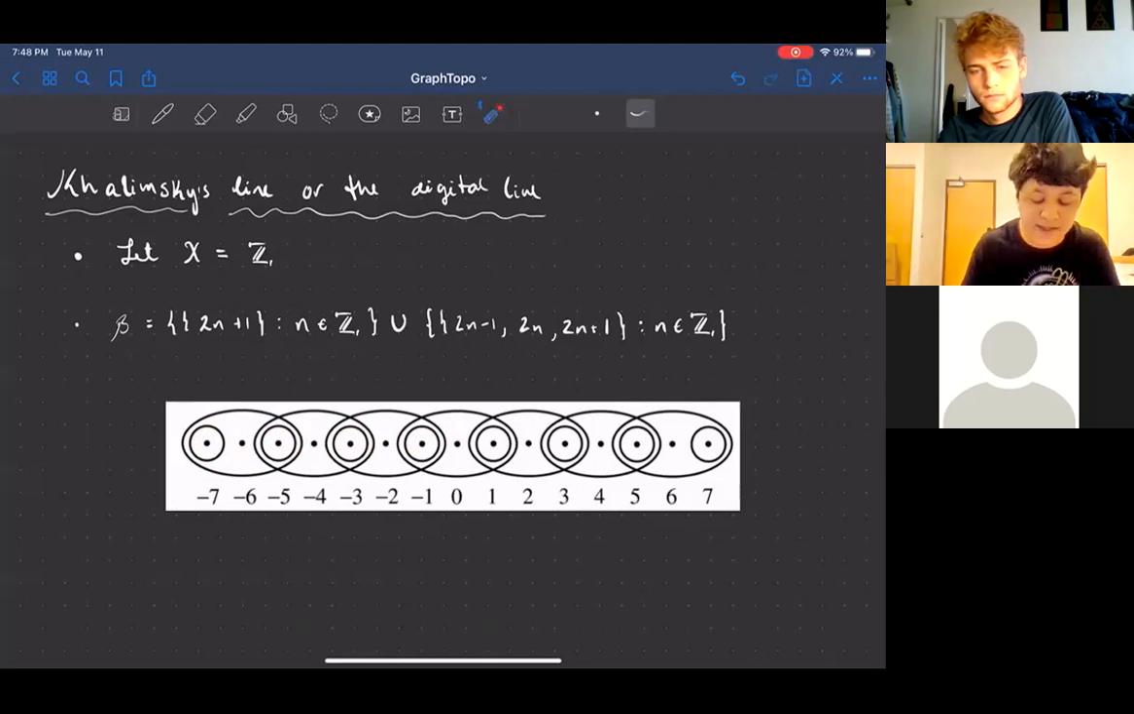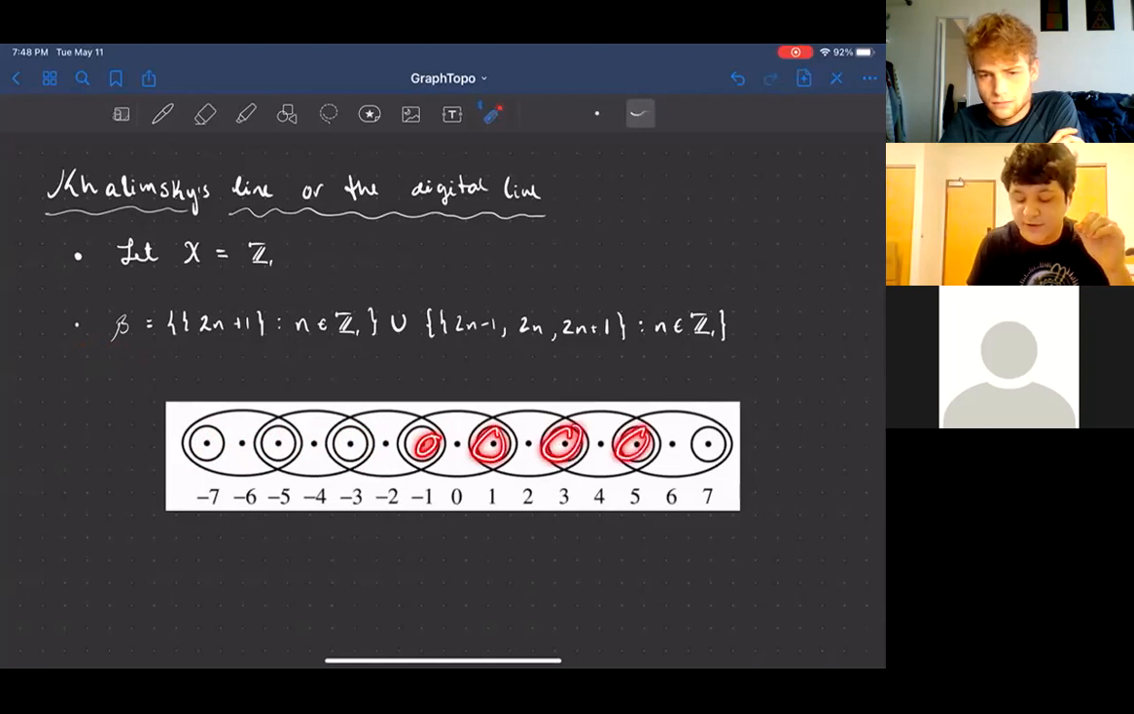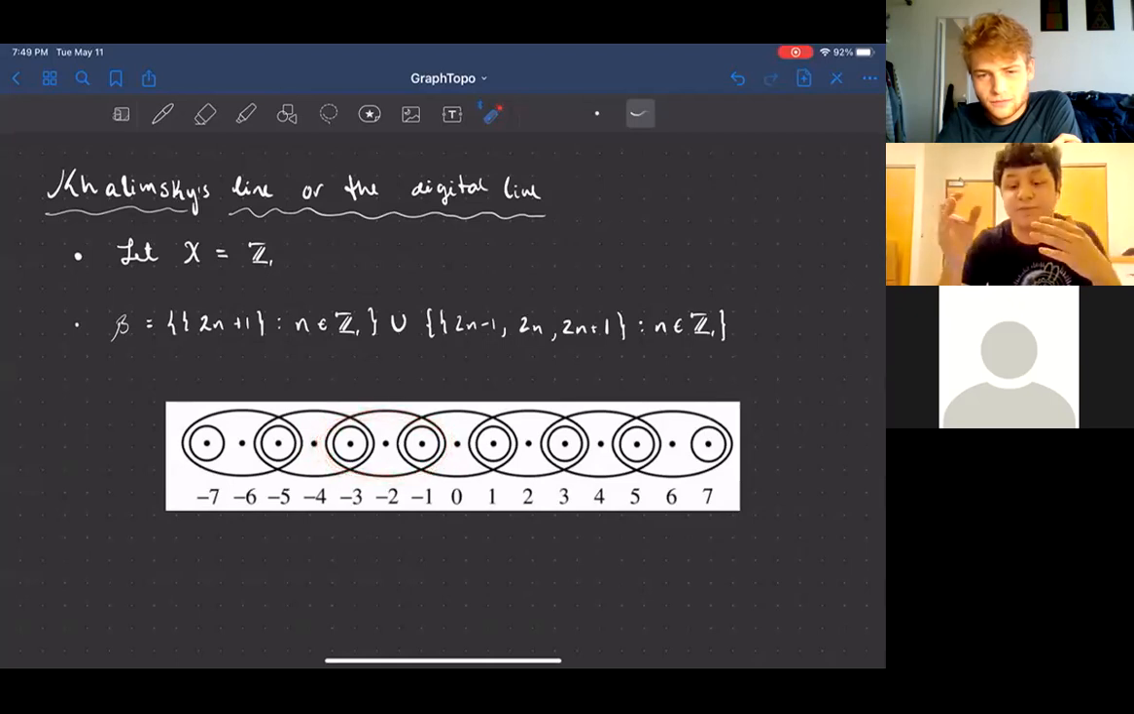But Khalimsky's line, or the digital line, gives us a basis B, where we consider the odd numbers as basic open sets. So you have these odd numbers as open sets by themselves. And for all even numbers, you will consider their closest neighborhood. So the open set that will contain an even number will be this neighborhood that has the previous and the next odd number.